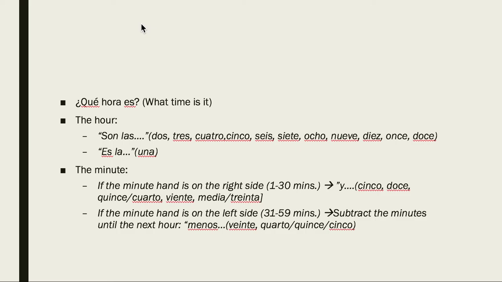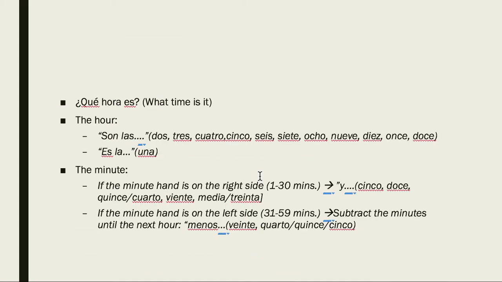Stating the hour is fairly simple since there are only two ways to start the sentence, son las and es la. As a reminder, the verb that we use for telling time is ser, and you can see it here in its present tense as son and es. So if the hour is 1, then we start by saying es la una. If the hour is any other than 1, we start by saying son las. So son las dos for 2, son las cuatro for 4, and so forth.